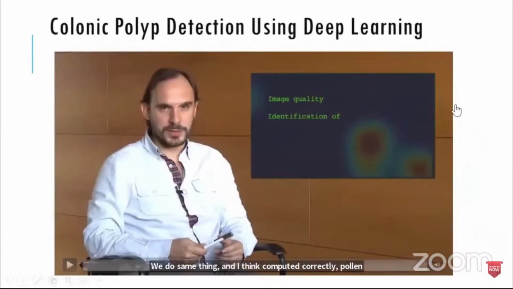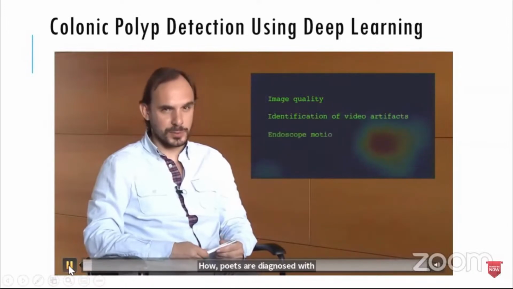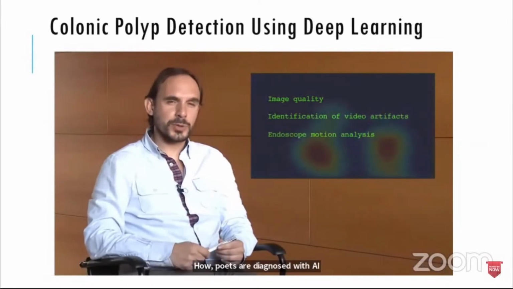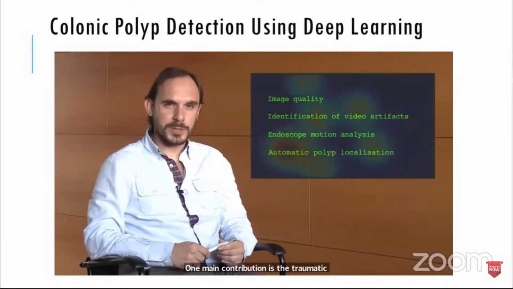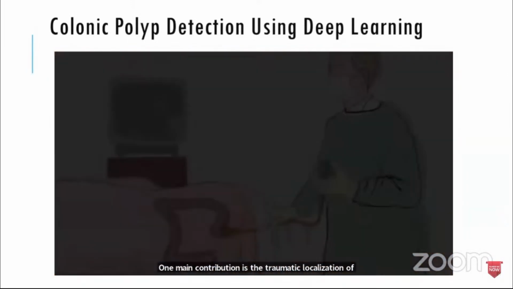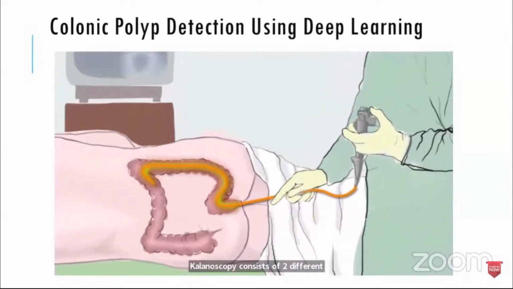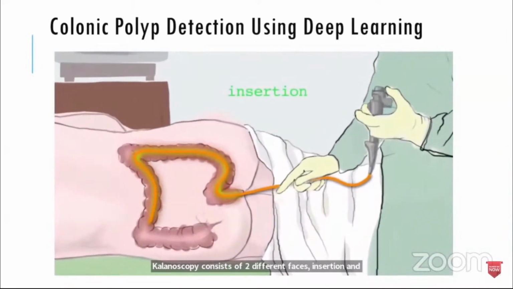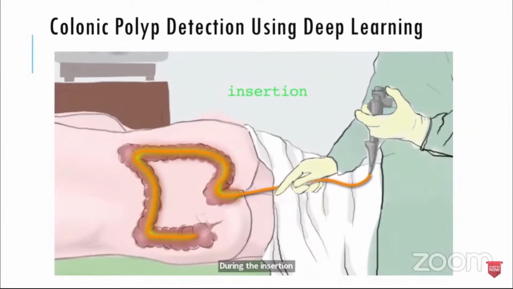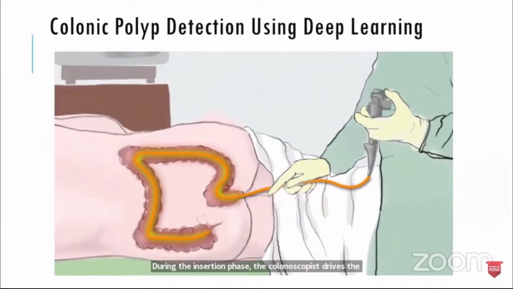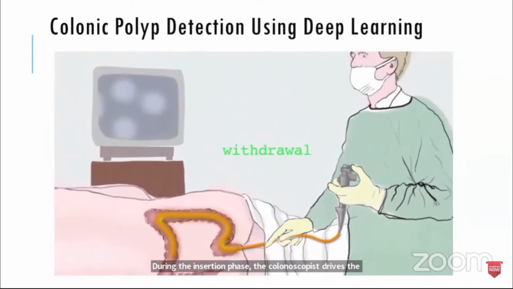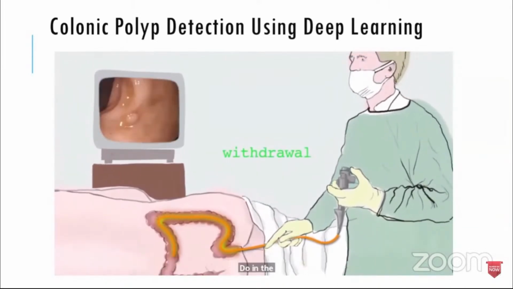Now I can just show you how polyps are diagnosed with AI. Artifacts and the analysis of the motion of the endoscope. One main contribution is the automatic localization of polyps in clinical colonoscopy. Colonoscopy consists of two different phases, insertion and withdrawal. During the insertion phase, the colonoscopist drives the endoscope to the cecum. During the withdrawal phase, the actual intervention is performed.